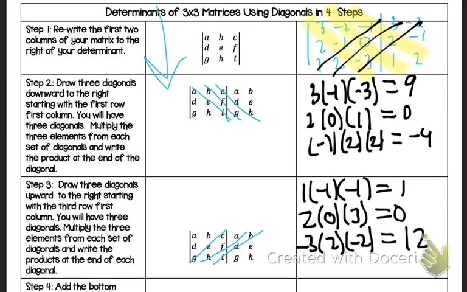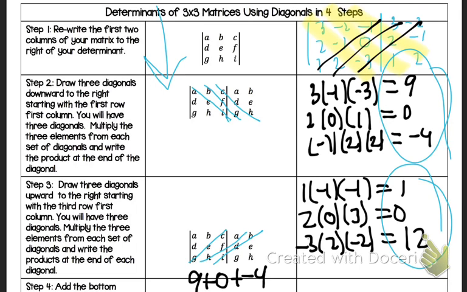Okay, so now we get those. And then the last step is going to be to add the first ones up here, and subtract these ones. So you can go ahead and put it in the box. I'm not going to scroll down because I'll lose everything else up here. So I'm going to do 9 plus 0 plus negative 4 minus 1 minus 0 minus 12. Okay, and then we just simplify that. So 9 minus 4 is 5, 5 minus 1 is 4, 4 minus 12 is negative 8. So our determinant of that 3 by 3 matrix should be negative 8.